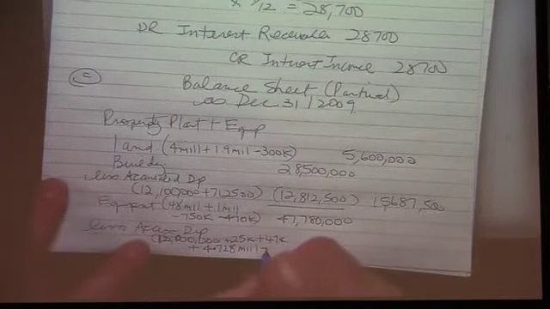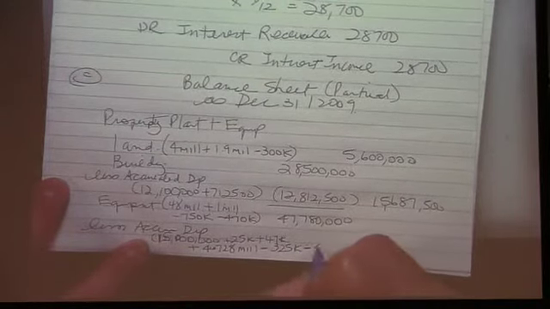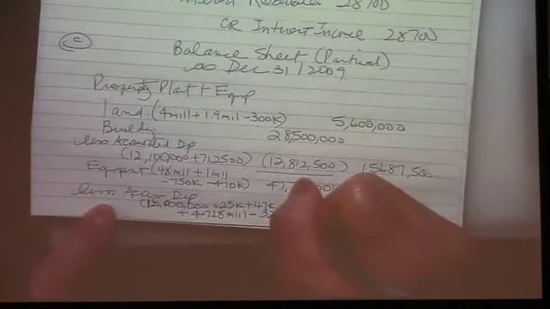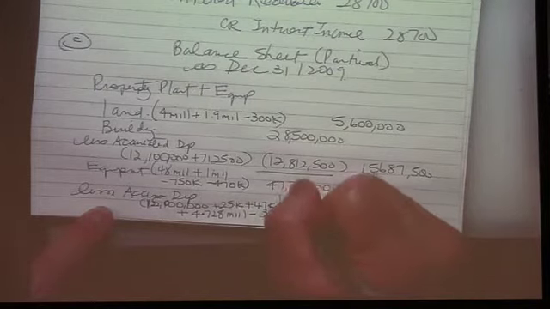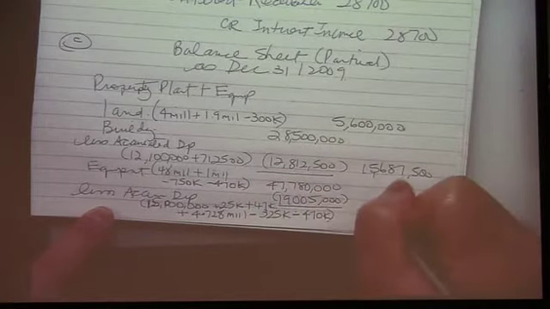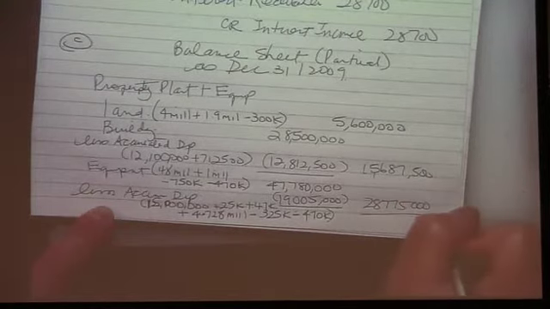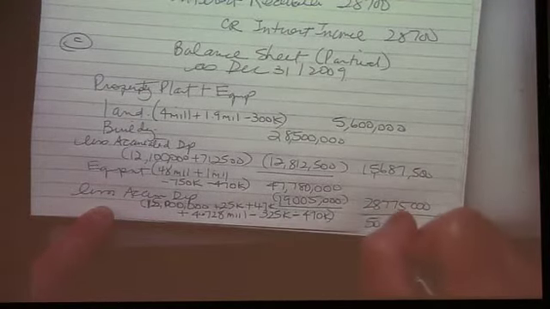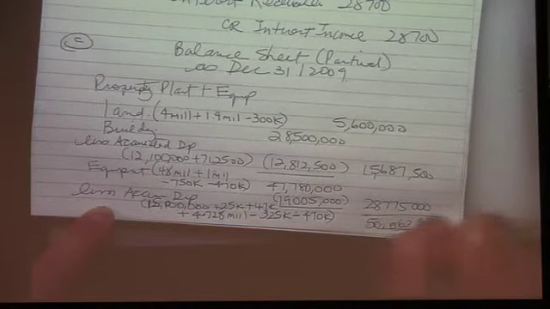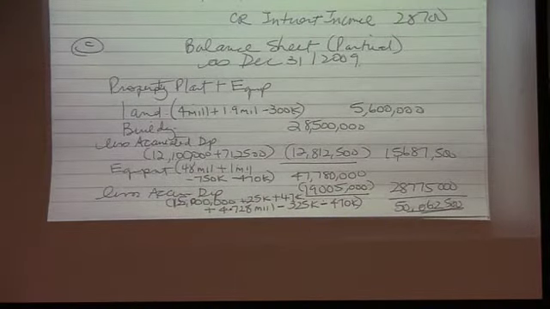Then we're going to subtract the disposition of the two assets. One was a disposition, one was a retirement. Okay, so all of that gives us 19,000,005, and that gives us a net book value of 28,775. So altogether, that would be 50,062,500. So that would be what the property, plant, and equipment would be for this company.